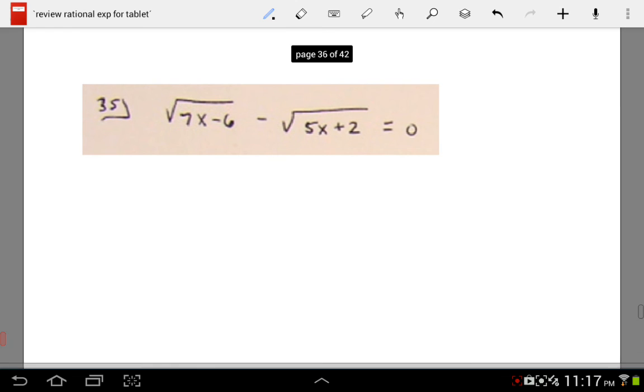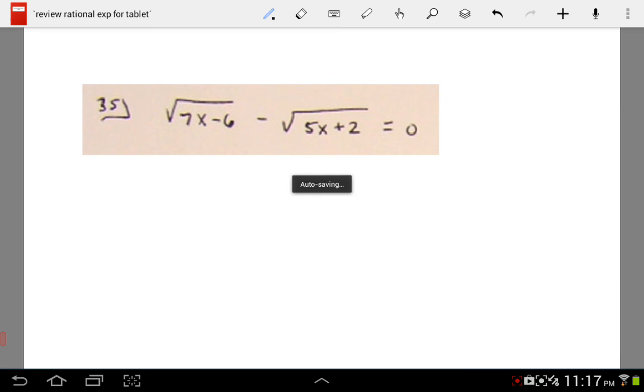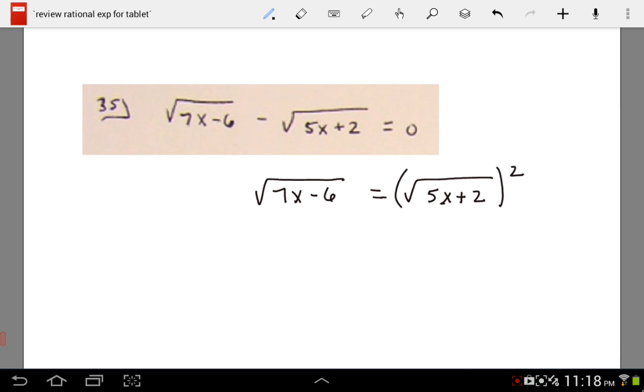Okay, number 35, and we have 2 radicals on this one. So I take a little bit different approach here. With 2 radicals, what we need to do is kind of separate those radicals so we have 1 on each side. So this other one's going to go over here, which makes it positive. And now this is actually pretty simple here, because we can just square both sides and that gets rid of both radicals. So that leaves me with 7x minus 6 equals 5x plus 2.